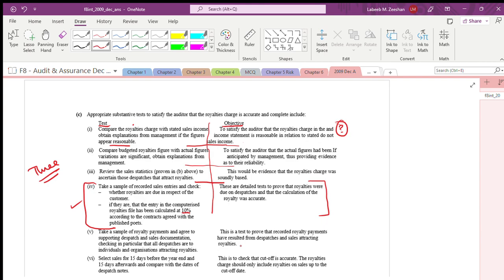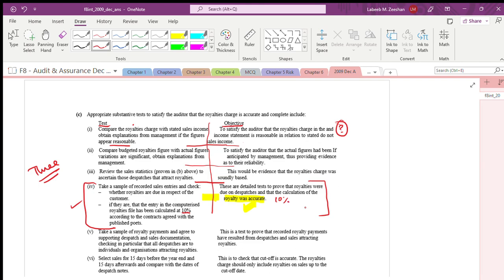Fine. Now, what is the objective of this? These are detailed tests to prove that royalties are due on dispatches and that the calculations of royalty are accurate. Accurate in terms of what we are charging, at the rate of how much? At the rate of 10%.